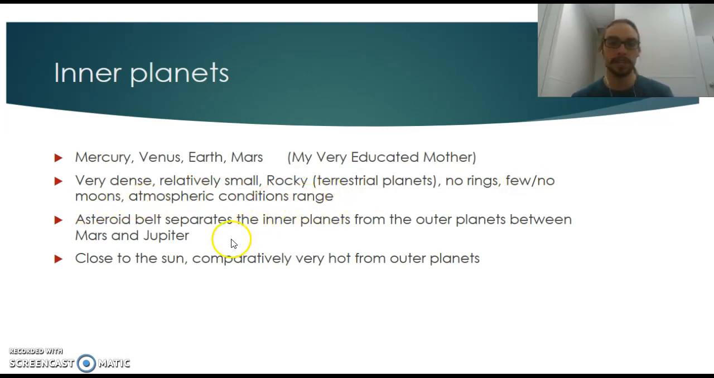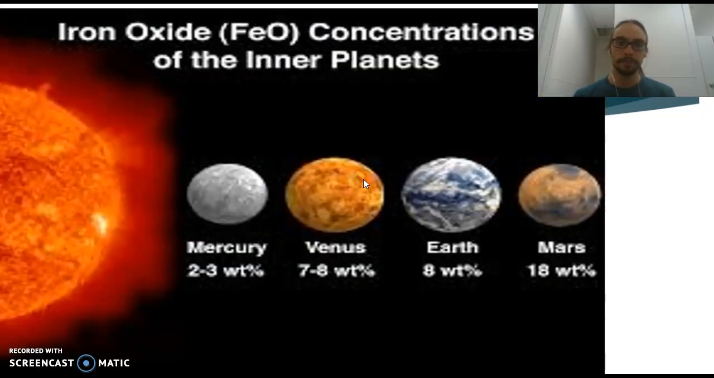A cool thing about the inner and the outer planets is we have this convenient little asteroid belt that separates the inner planets from the outer planets, and that's going to be between Mars and Jupiter. So if you remember from 5 seconds ago, Mars is the last inner planet. So there it is right there. Jupiter is the first outer planet. So we've got an asteroid belt right in between each of those. And then the inner planets are very close to the sun comparatively to the outer planets, and so that's going to make them also comparatively very hot.